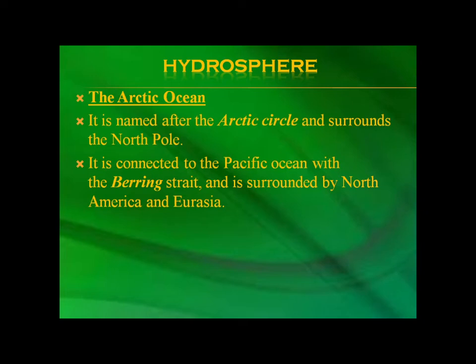Arctic Ocean. Sorry, I'm extremely sorry, I said Antarctic Circle, it is the Arctic Ocean. It is named after the Arctic Circle and surrounds the northern pole. It is connected to the Pacific Ocean by the Bering Strait and is surrounded by North America and Eurasia.